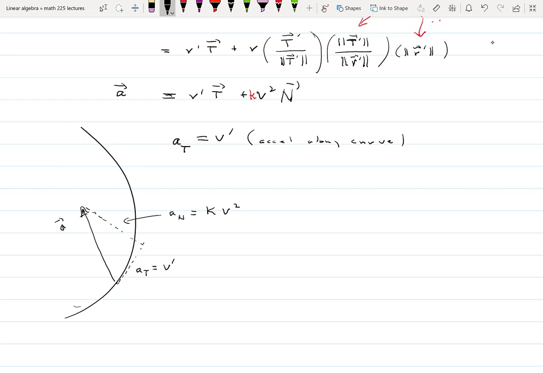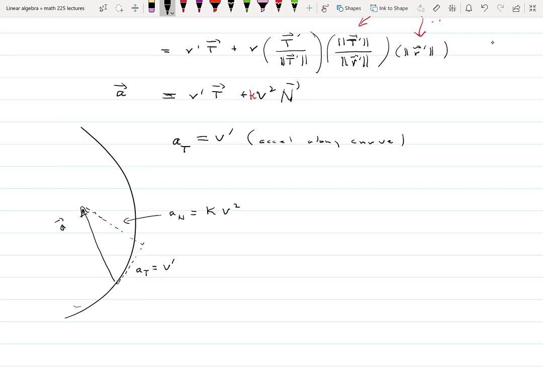So what else is your inward pull, the normal component, going to be dependent on? Suppose you're riding along this curve at 5 miles an hour. You're not going to feel a great pull inward. But suppose you're now on the curve at 50 miles an hour. So your speed is 50.